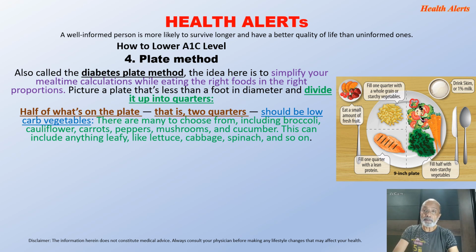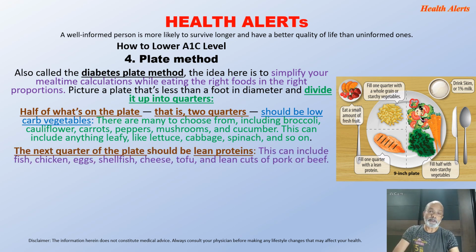Half of what's on the plate, that is 2 quarters, should be low carb vegetables. I repeat, half of the plate should be low carb veggies. There are many to choose from including broccoli, cauliflower, carrot, peppers, mushrooms, and cucumber. This can include anything leafy like lettuce, cabbage, spinach, and so on.